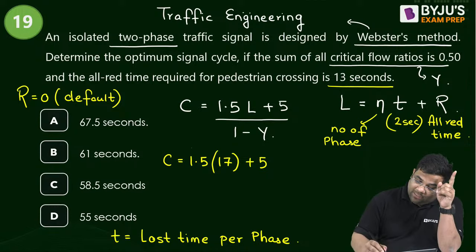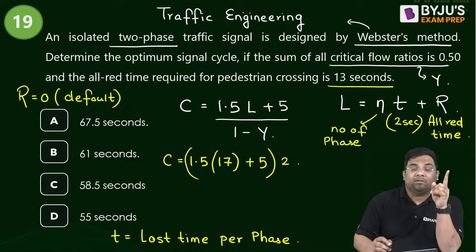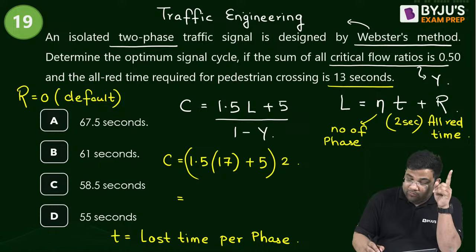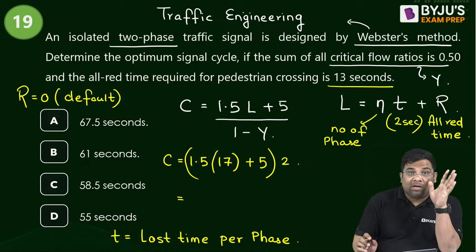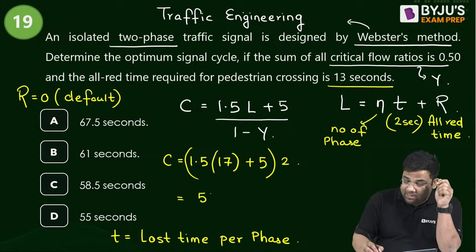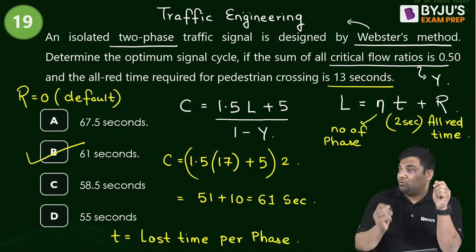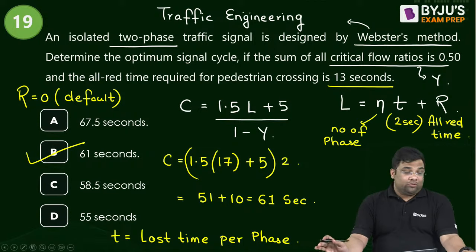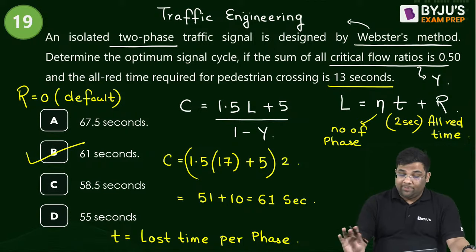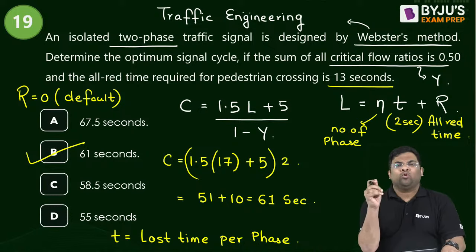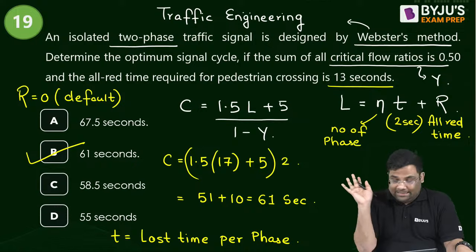Now you can do this calculation also, right? So this will become what? 3 into 17 is 51, plus 10, that is how much? 61 seconds. So you can do this calculation without the calculator also, or with the calculator. You can see that some good questions are also asked. Therefore, be aware of the formula very nicely.